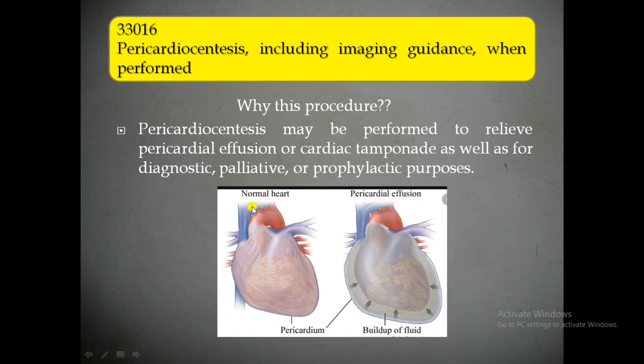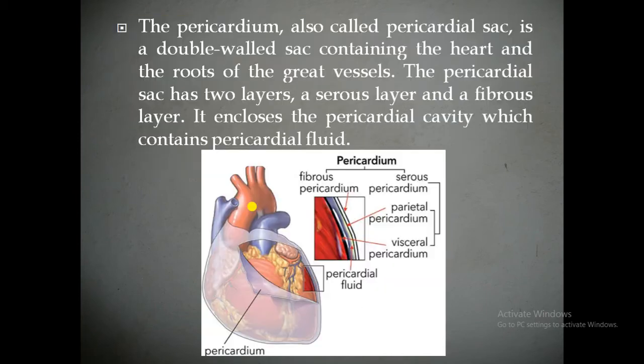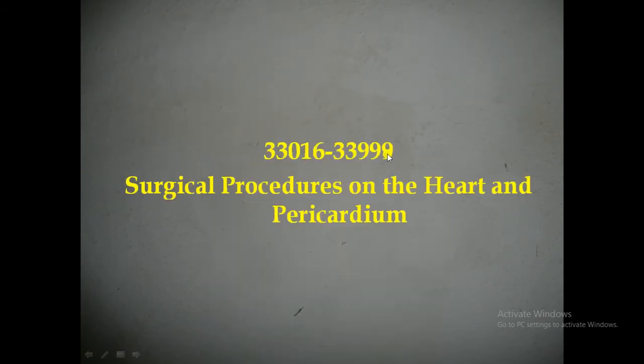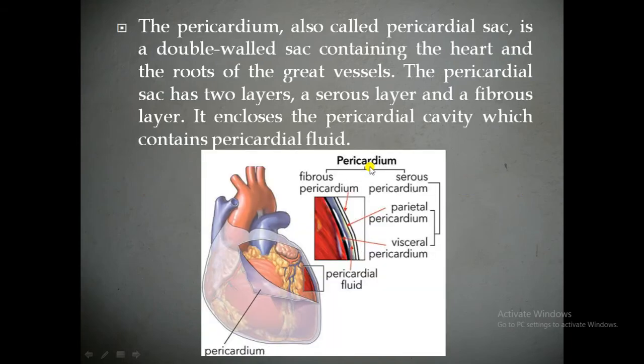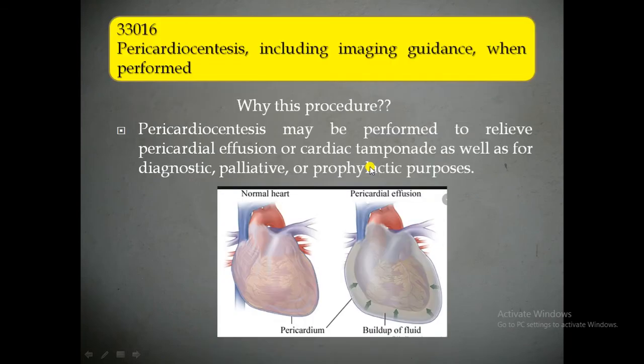On that pericardium, if the physician is performing any procedure, we have to code between the CPT code range 33016 to 33999. One of the procedures on the pericardium is pericardiocentesis, CPT code 33016. So why is this procedure performed? Why will the physician do this procedure? To relieve pericardial effusion or cardiac tamponade, as well as for diagnostic, palliative or prophylactic purposes, the physician will do this procedure.